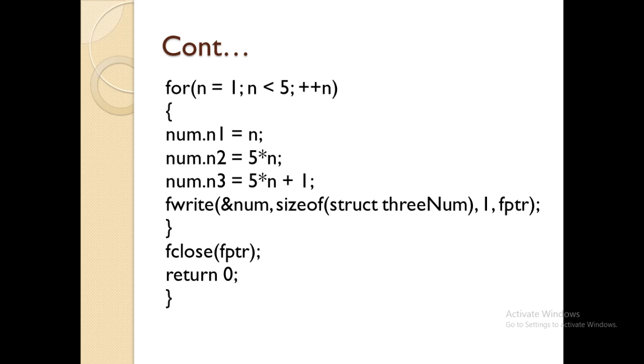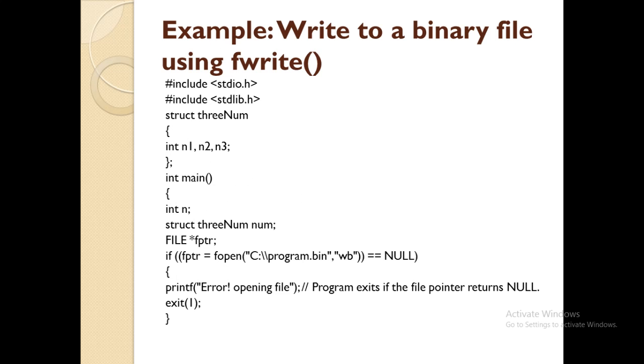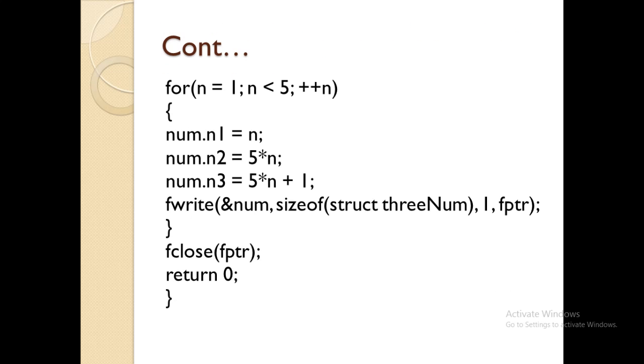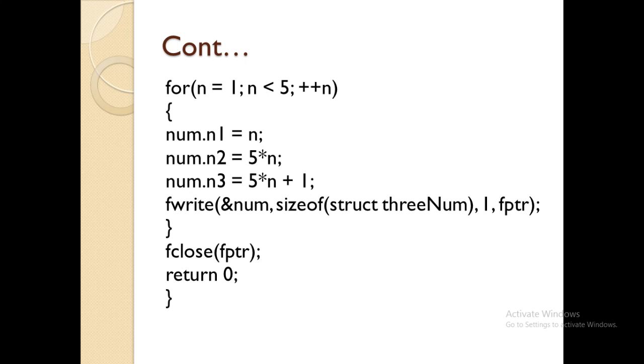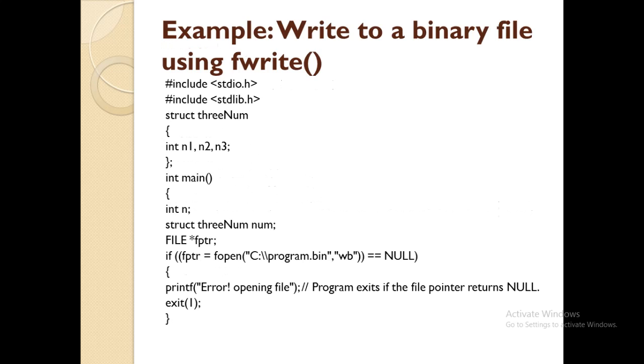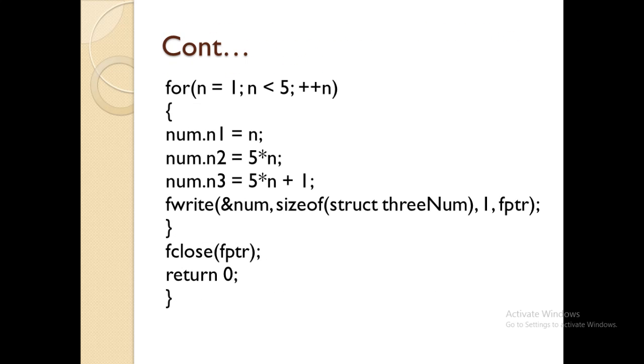Once you have saved the values to n1, n2 and n3 of the 3num structure type, we write those values onto the binary file using the fwrite function, where we first consider the address of the num variable of structure type, then the size of the structure, then only one such data item, and after that the file pointer, that is fptr. Once you have done the write operation, we close the file pointer using the fclose function.